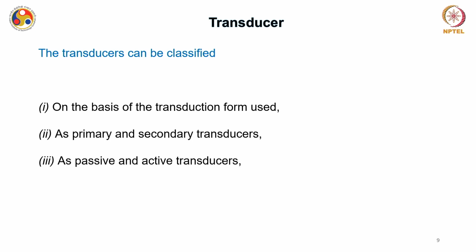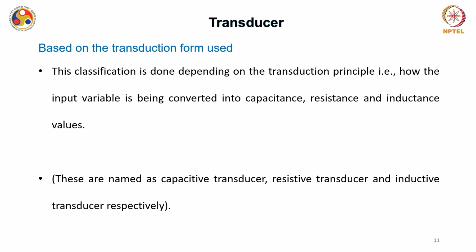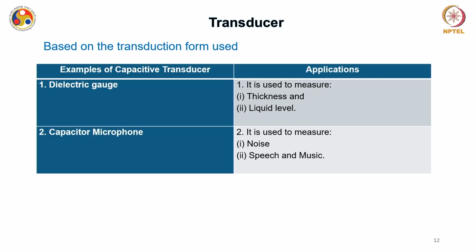Okay, so let's first see the different types of transducers based on the transduction form. This classification is done depending on the transduction principle, meaning how the input variable is converted into capacitance, resistance or inductance values. These are named capacitive transducer, resistive transducer and inductive transducer because their base is this kind of transduction technique. So we will try to understand them with certain examples.